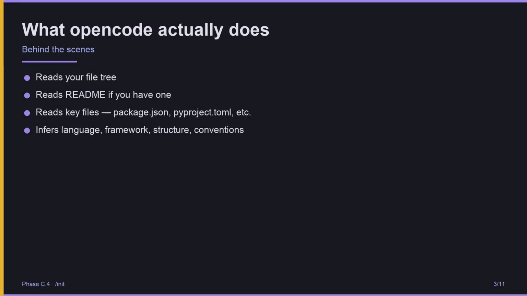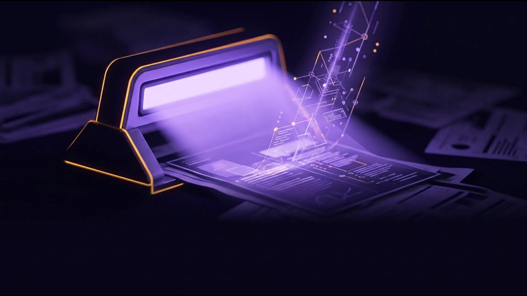What does OpenCode actually do during /init? Reads your file tree, gets the shape of the project. Reads README if you have one. Reads key files: package.json for Node projects, pyproject.toml for Python, cargo.toml for Rust, etc. Infers language, framework, structure, conventions. Then writes all that as markdown into agents.md. OpenCode reads your project and writes a memory file.